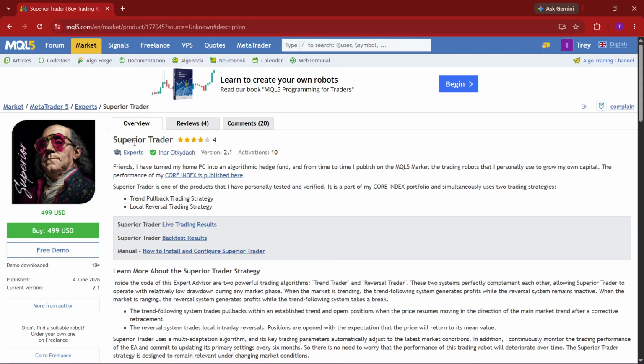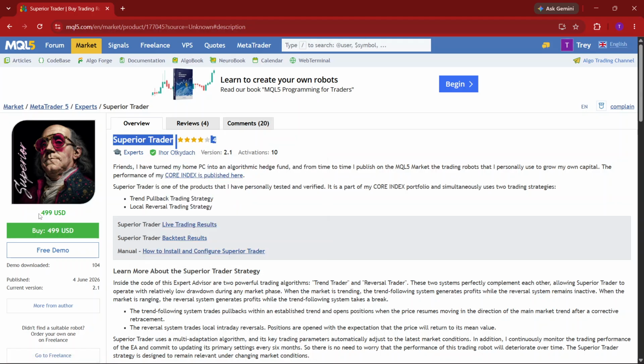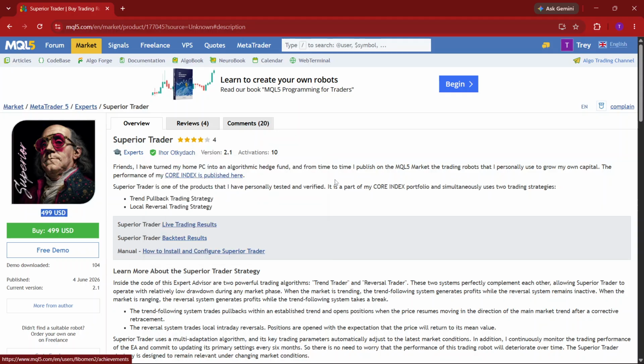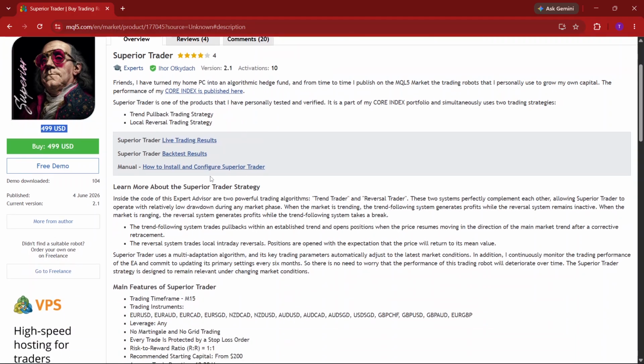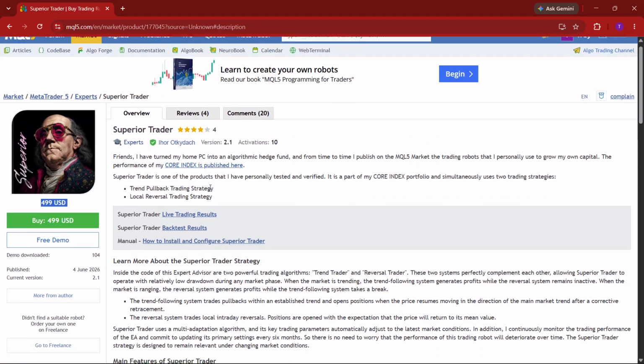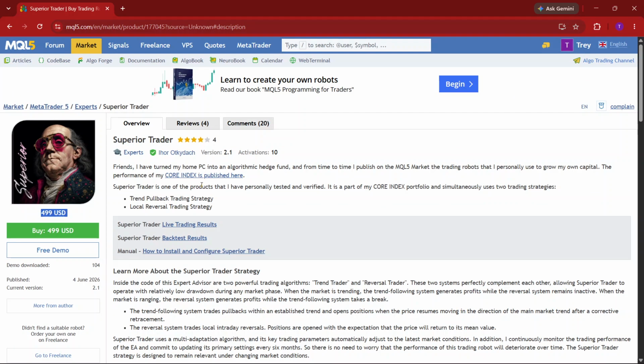Today we are looking at the Superior Trader for MetaTrader 5 listed on the MQL5 market for $499, published by a developer from Slovakia. The same developer published a few other systems, and that core index portfolio he talks about a lot. Let's walk through what the page actually claims and then look at how it behaved in a real backtest.